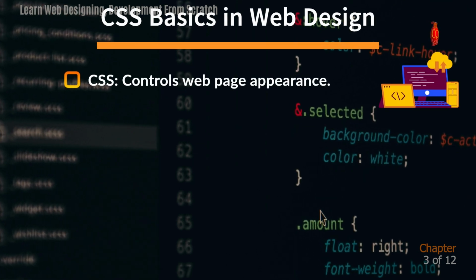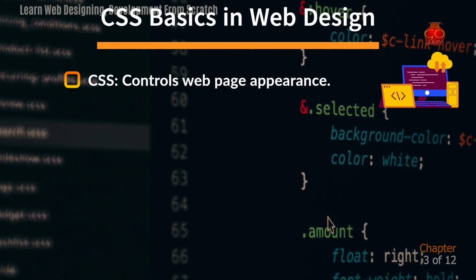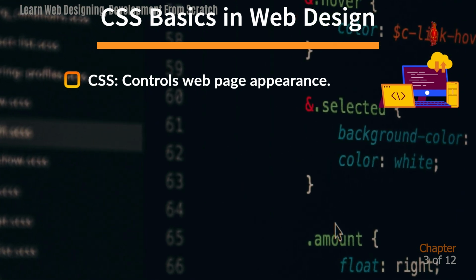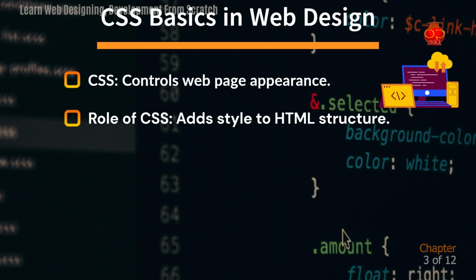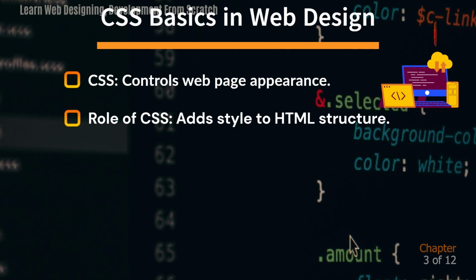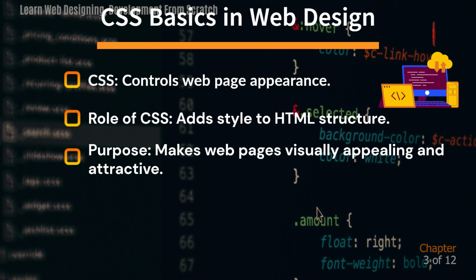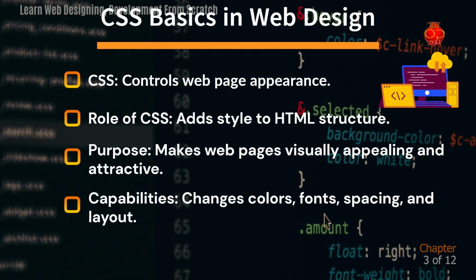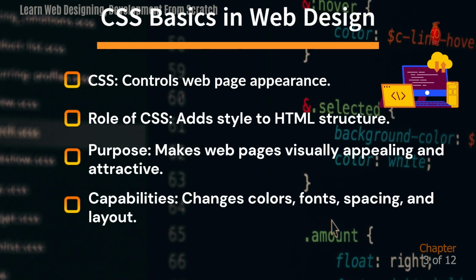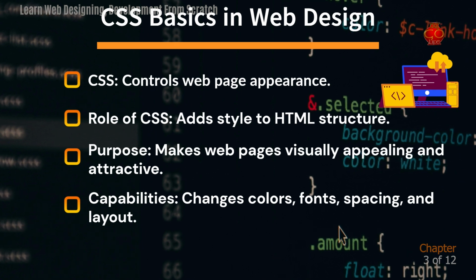CSS stands for Cascading Style Sheets. It is used to control the appearance of web pages. While HTML provides the structure, CSS adds style, making the web pages look attractive and visually appealing. CSS can change the colors, fonts, spacing, and layout of your HTML elements.